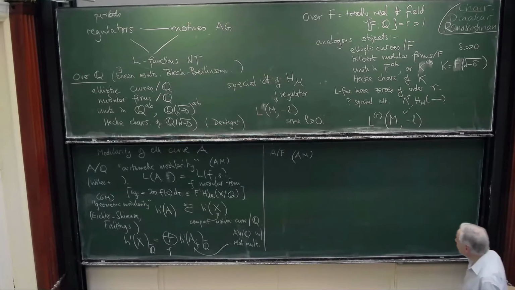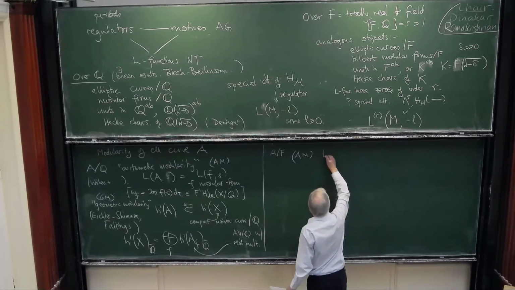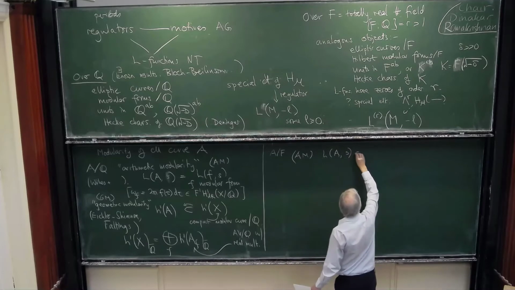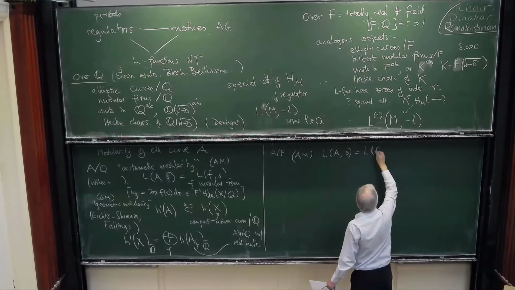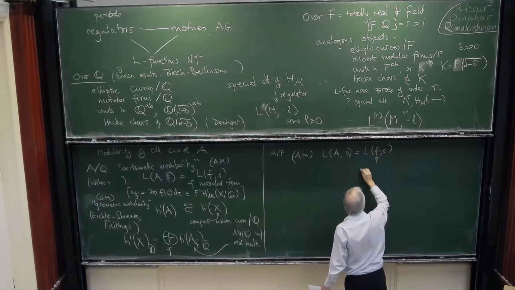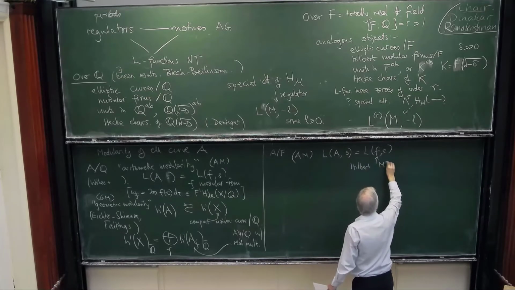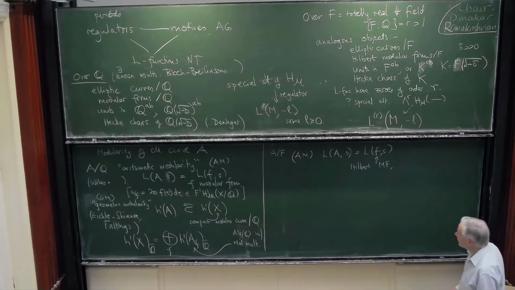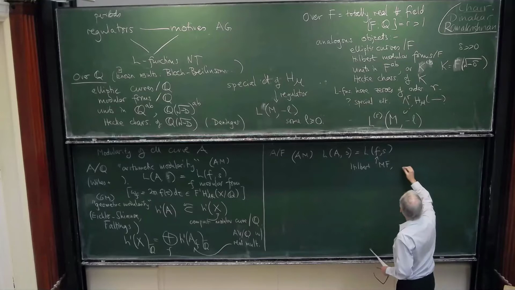Okay, so for elliptic curves over F, arithmetic modularity is just the same. It says that this is the L function here, where this is now a Hilbert modular form. So I've written the same thing there. But this is a Hilbert modular form of weight.